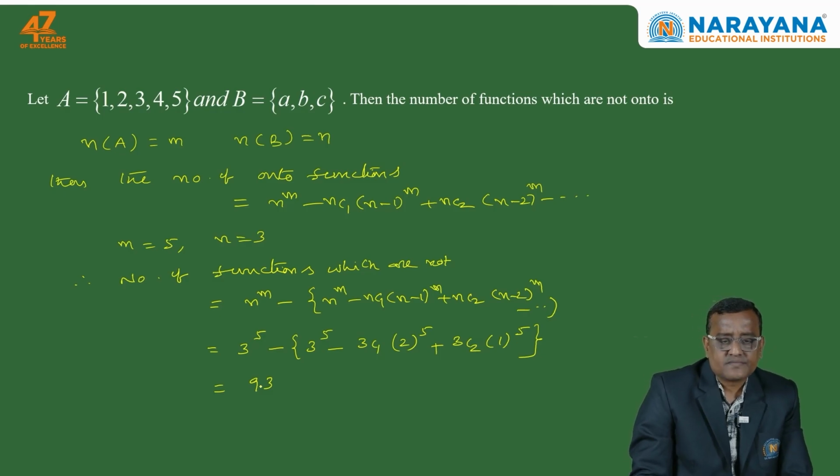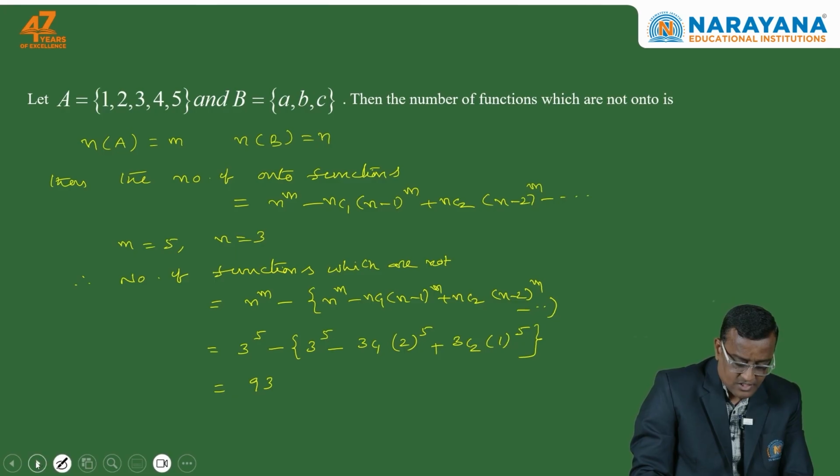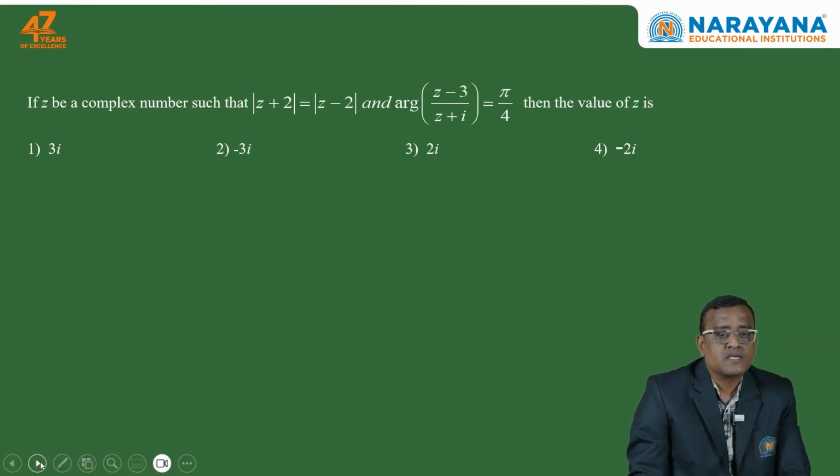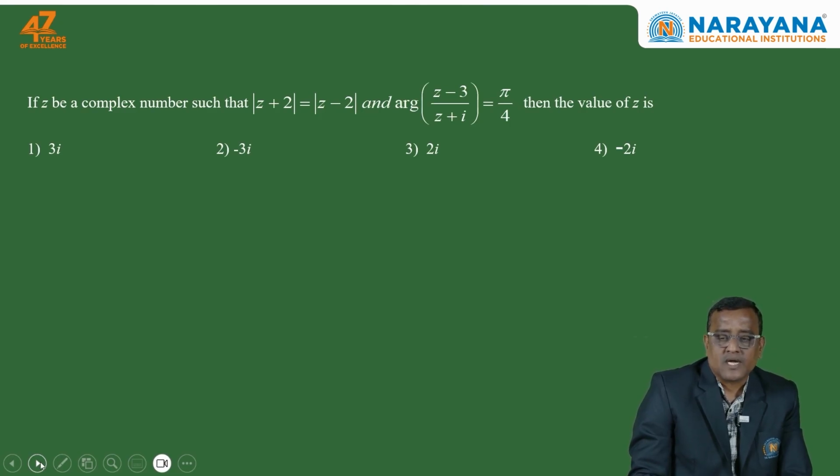Just the number of functions minus the number of onto functions will give the number of functions which are not onto. Now coming to the next question. If z is a complex number such that mod of z plus 2 is equal to mod of z minus 2, and argument of (z minus 3) by (z plus i) is pi by 4, we want the complex number z.